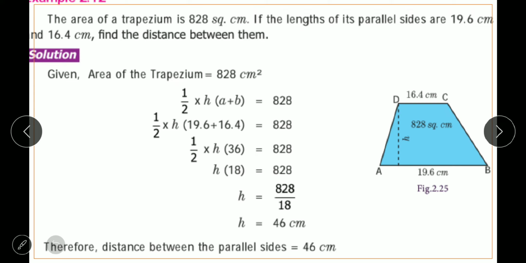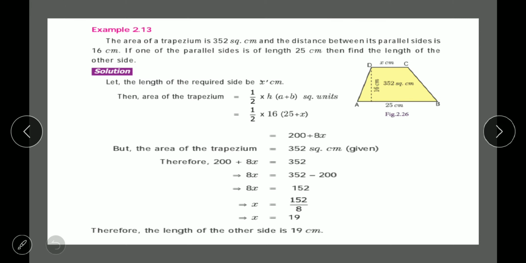Yes, the next sum. The area of a trapezium is 352. Here also the area is given and the distance between the parallel sides. What is meant by distance? Yes, it is the height between its parallel sides. So the height is 16. If one of the parallel sides is of length 25 cm, it's not mentioned which one, whether it is A or B. Since it is given one of its parallel sides, find the length of the other side.